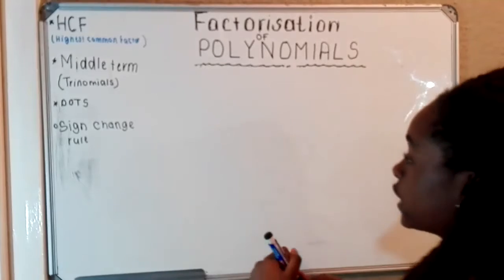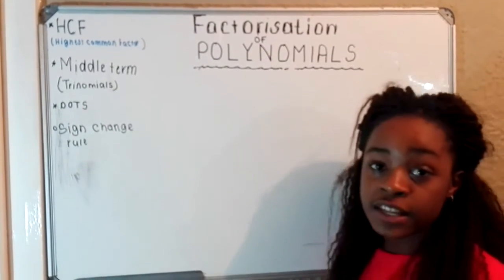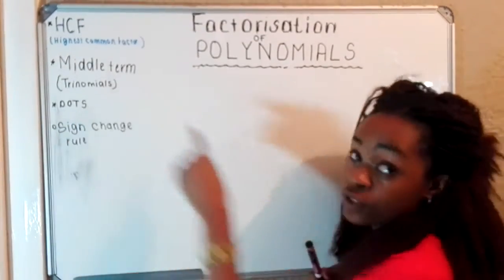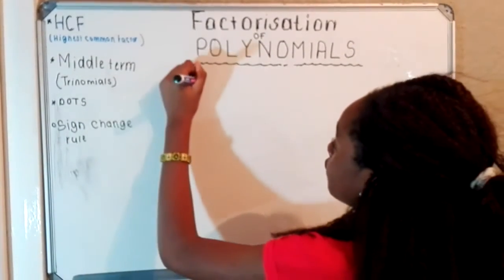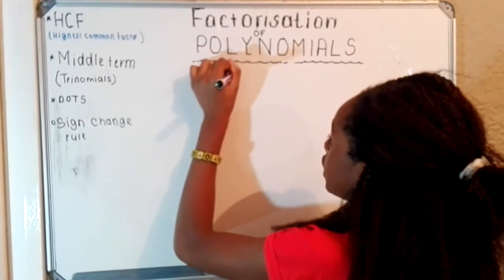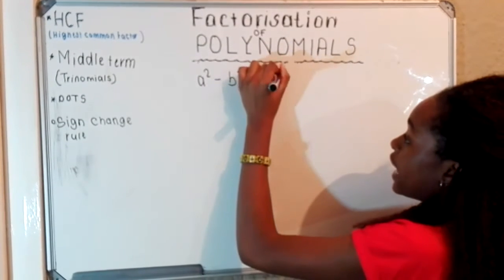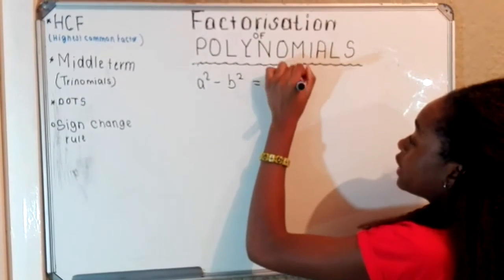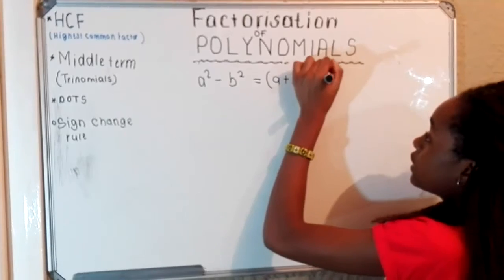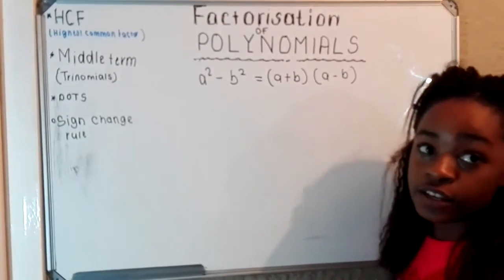Before we start, I just want to give you the rule because this one has to do with DOTS. So remember guys, DOTS stands for difference of two perfect squares. So here's the formula. So we have a squared minus b squared is equal to a plus b and a minus b. So this is the formula for DOTS if you want to factorize, okay?